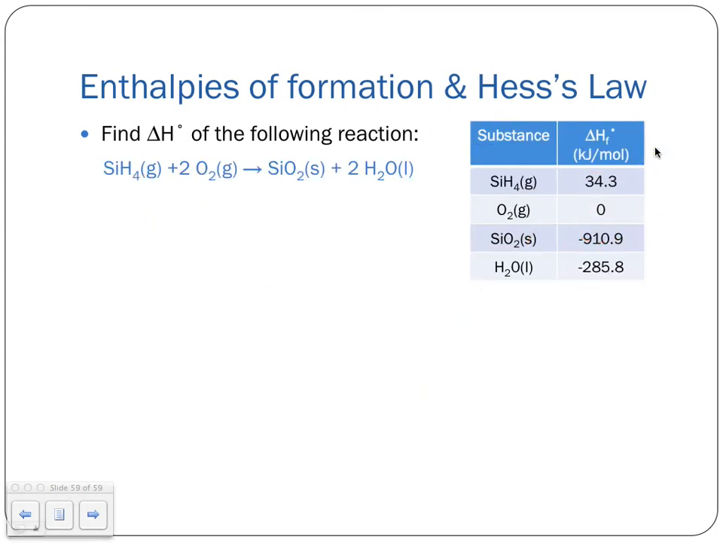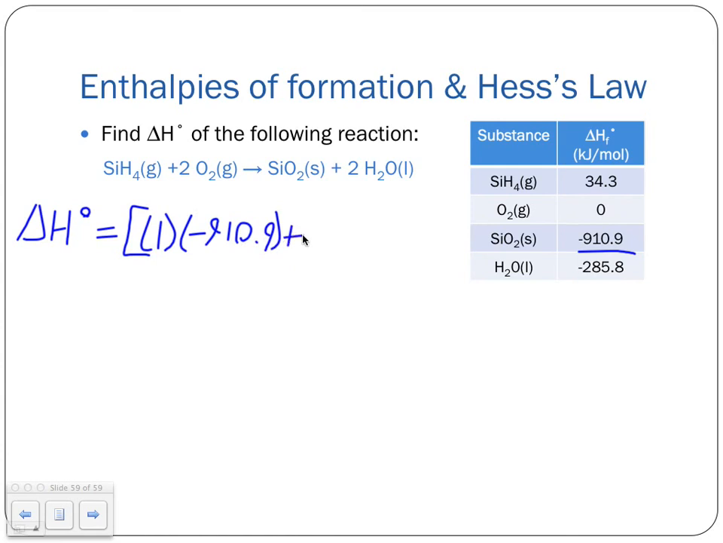So one last example. Find the enthalpy change for the following reaction: SiH4 plus 2O2 yields SiO2 plus 2H2O. Setting up the same way we did before, we want to go ahead and look at first our products. So our products here are going to be SiO2. Well, we just have one of those, so the coefficient is going to be 1 times what is the enthalpy of formation for that? Well, I've got a table over here. So SiO2 is negative 910.9. Then plus, because actually we have two of them here, 2H2O.